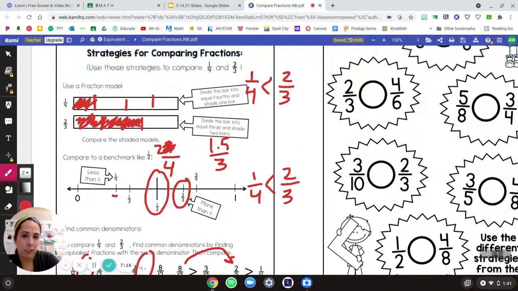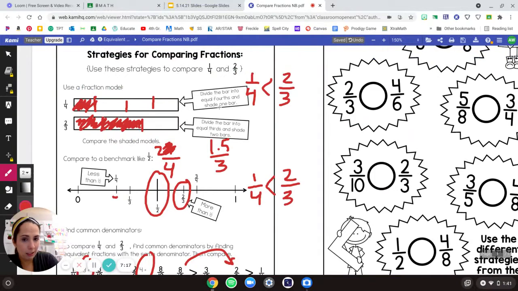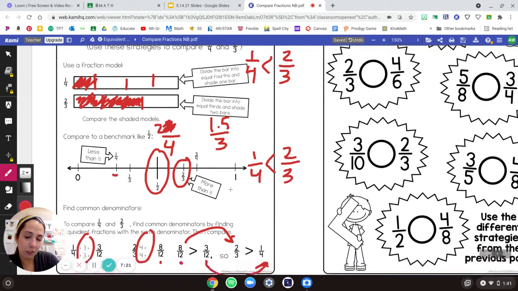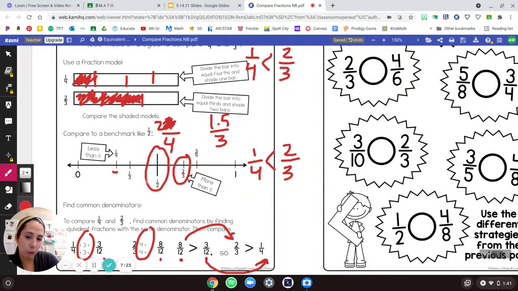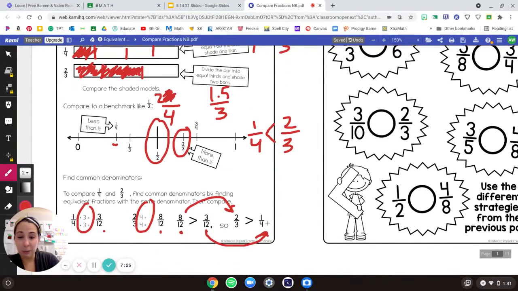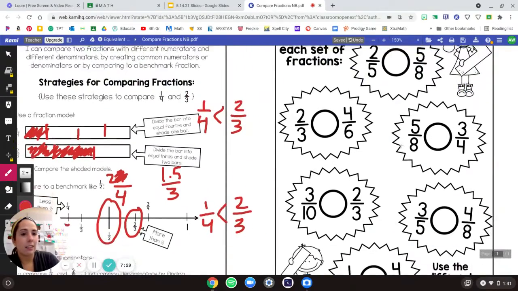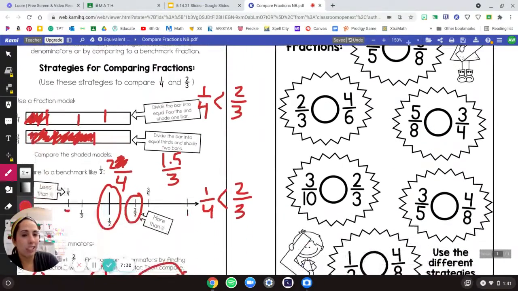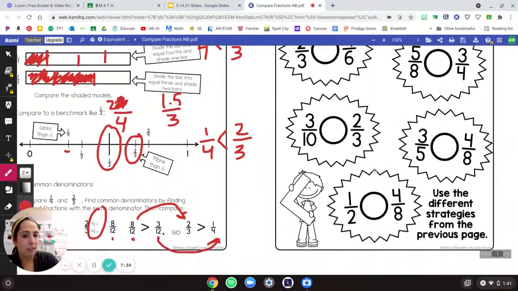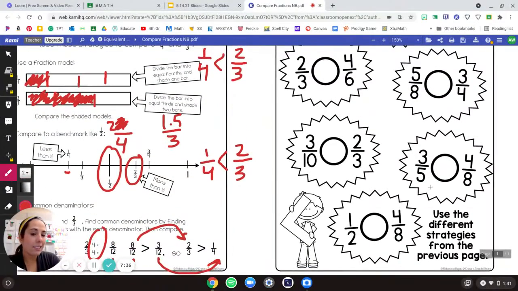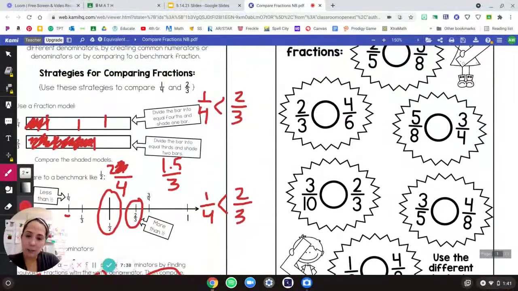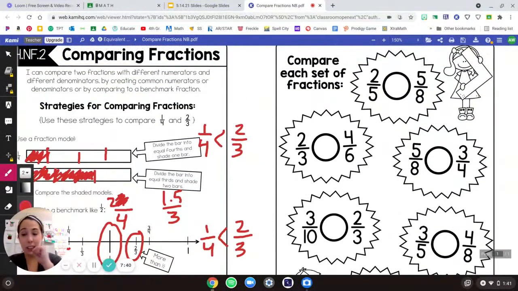So you can pick a strategy. You can draw out fraction pieces. You can use your chart. You can picture 0 to 1 with 1/2. Or you can use multiplication to make equivalent fractions. Then go ahead, and I'm going to have you try 1, 2, 3, 4, 5, 6. And when you're done, unpause the video, and then I will go through these.